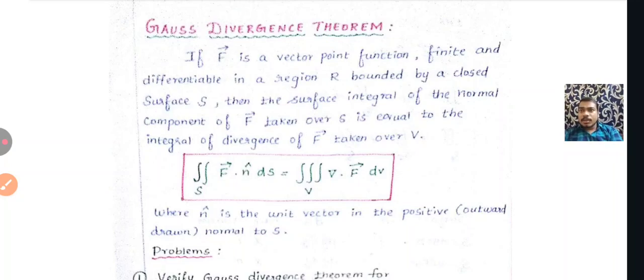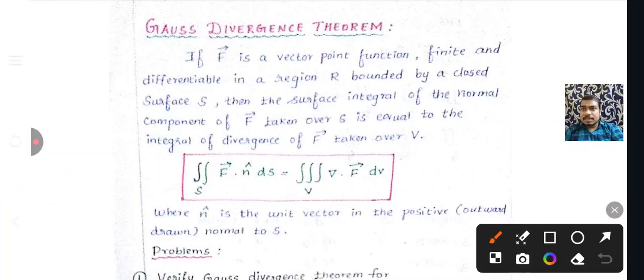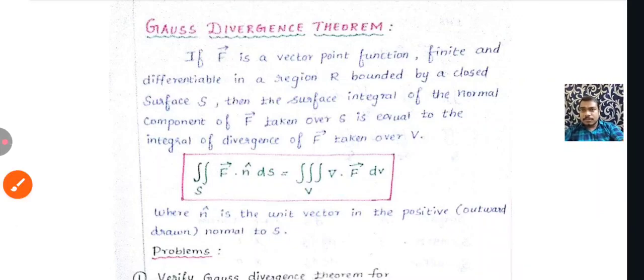The surface integral is equivalent to the volume integral. Simply said, the surface integral is equivalent to the volume integral. The surface integral is a double integral, that is, the surface integral of the normal component of f vector over the surface S is equal to the integral of the divergence of f vector over the volume V.